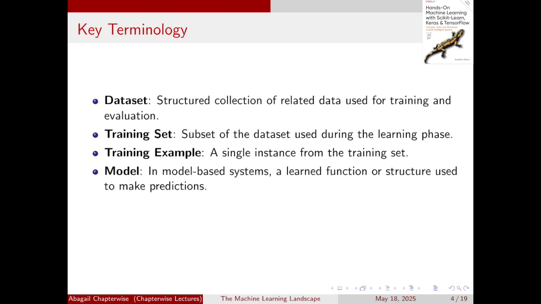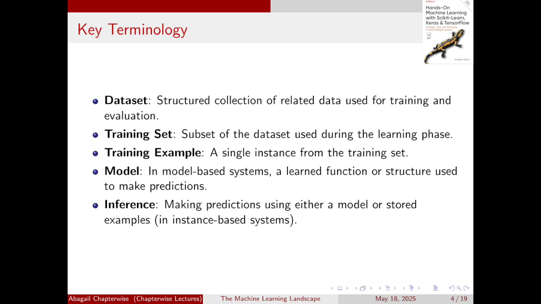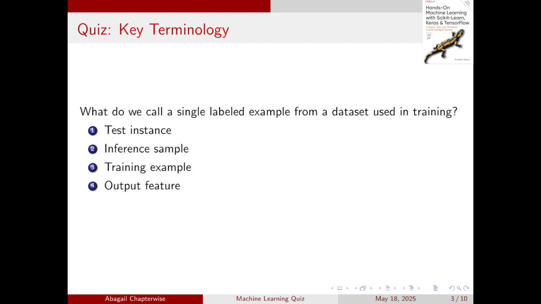In many ML systems, learning happens through a model, which is a mathematical or algorithmic structure that captures patterns in the data. The model is adjusted during training, so it can make predictions or decisions. However, not all systems build explicit models. Some, like instance-based learning algorithms, store training examples and make predictions by comparing new data directly to stored examples. When a system, whether model-based or instance-based, is used to make predictions on new, unseen data, this process is called inference.